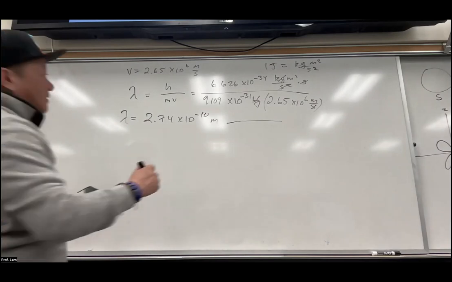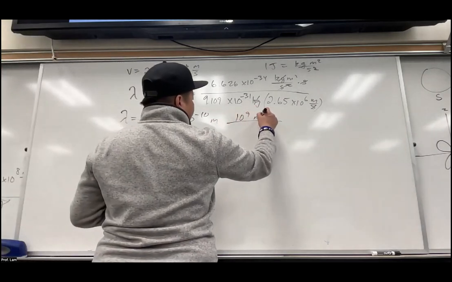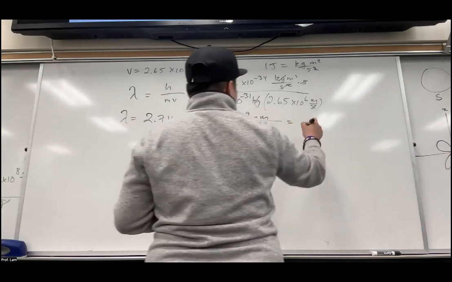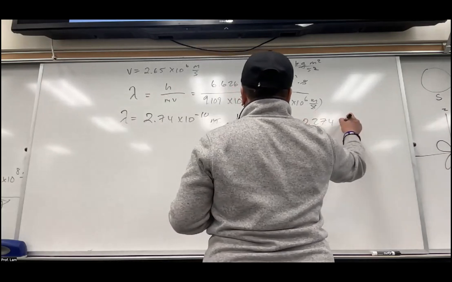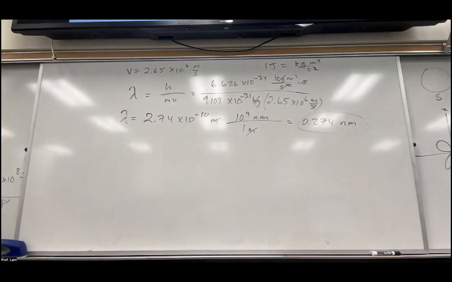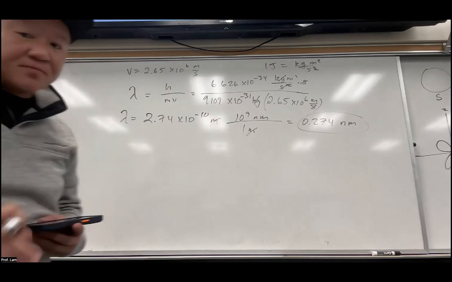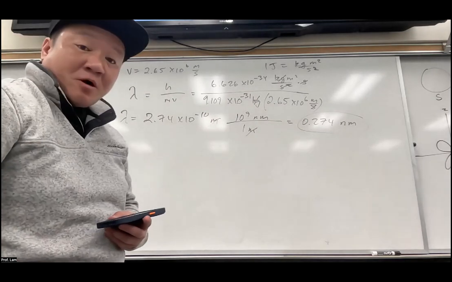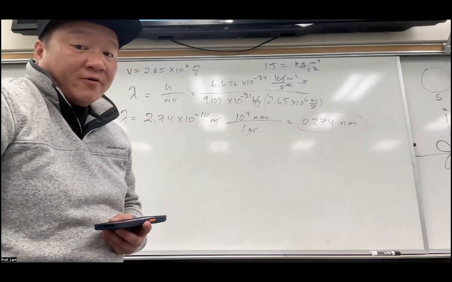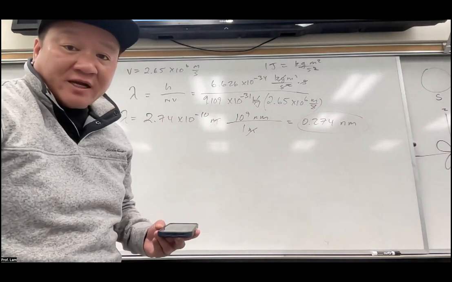wavelengths of light. 10 to the 9th nanometers on top, 1 meter on bottom. So we're going to have 0.274 nanometers as our answer for the wavelength of the electron. So it's small for sure, right? But it is actually in the realm of all the wavelengths of light, right?